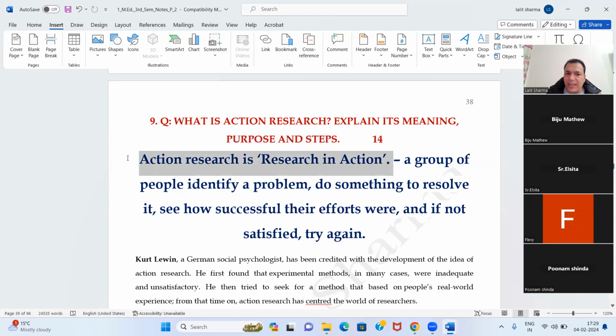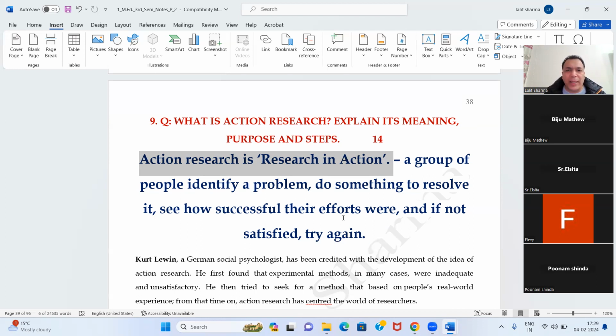So what is action research? Basically, action research means research in action. Here I share one simple example with you, then the concept will become very easy for you. I will give you two examples. Number one: you are taking a class and a student is working on a computer. He is not doing well with a particular operating system. You have given the practical, but he is not doing well.